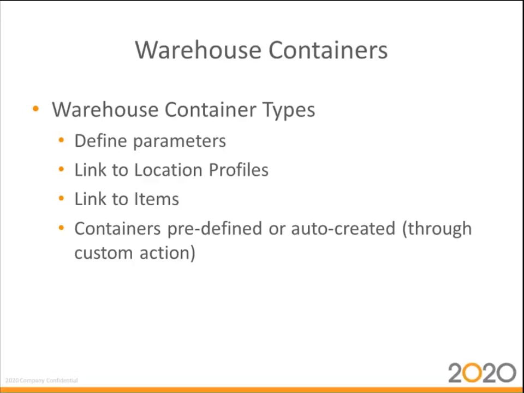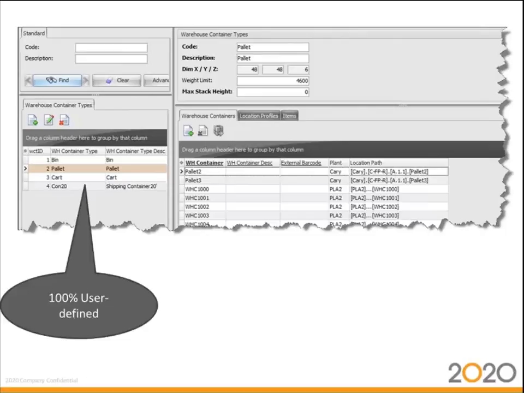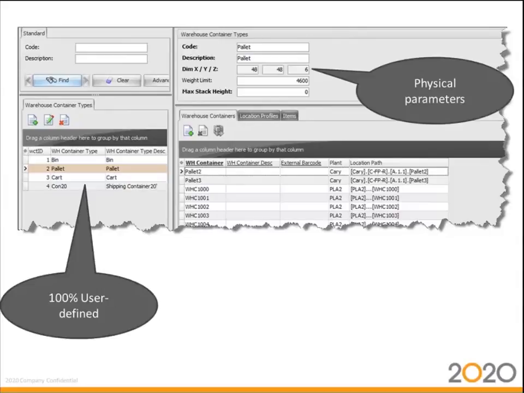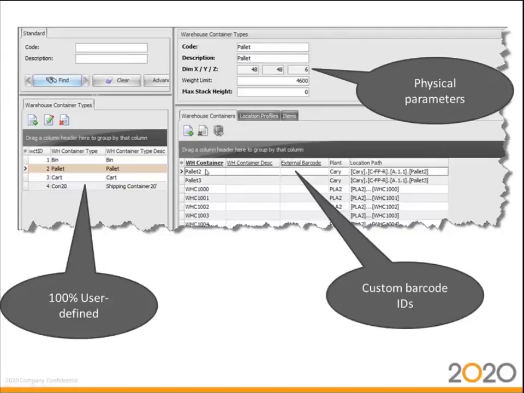Okay, so again, warehouse container types, they're user-defined, so you can have any kind that you want, even just logical container types that maybe aren't physical in nature. You can assign physical parameters, so you do need to provide dimensional information, if only for reference. You can provide reference information such as a weight limit that can be evaluated in custom actions to put away, for example, and also a max stack height that says, can I stack these containers on top of each other? And again, we also support external barcodes for containers, for if you've got some specific way of doing things.